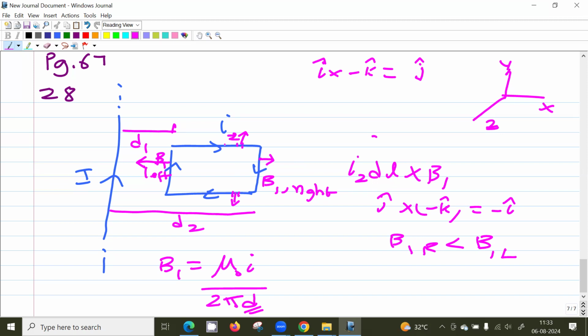And the force at this point will be slightly more compared to this one, but exactly opposite, so the force at the opposite part will be slightly more, but in the opposite direction. So the force on this top conductor and the bottom conductor will cancel. So the net force is towards left. So it will move towards the wire. So option C is true.